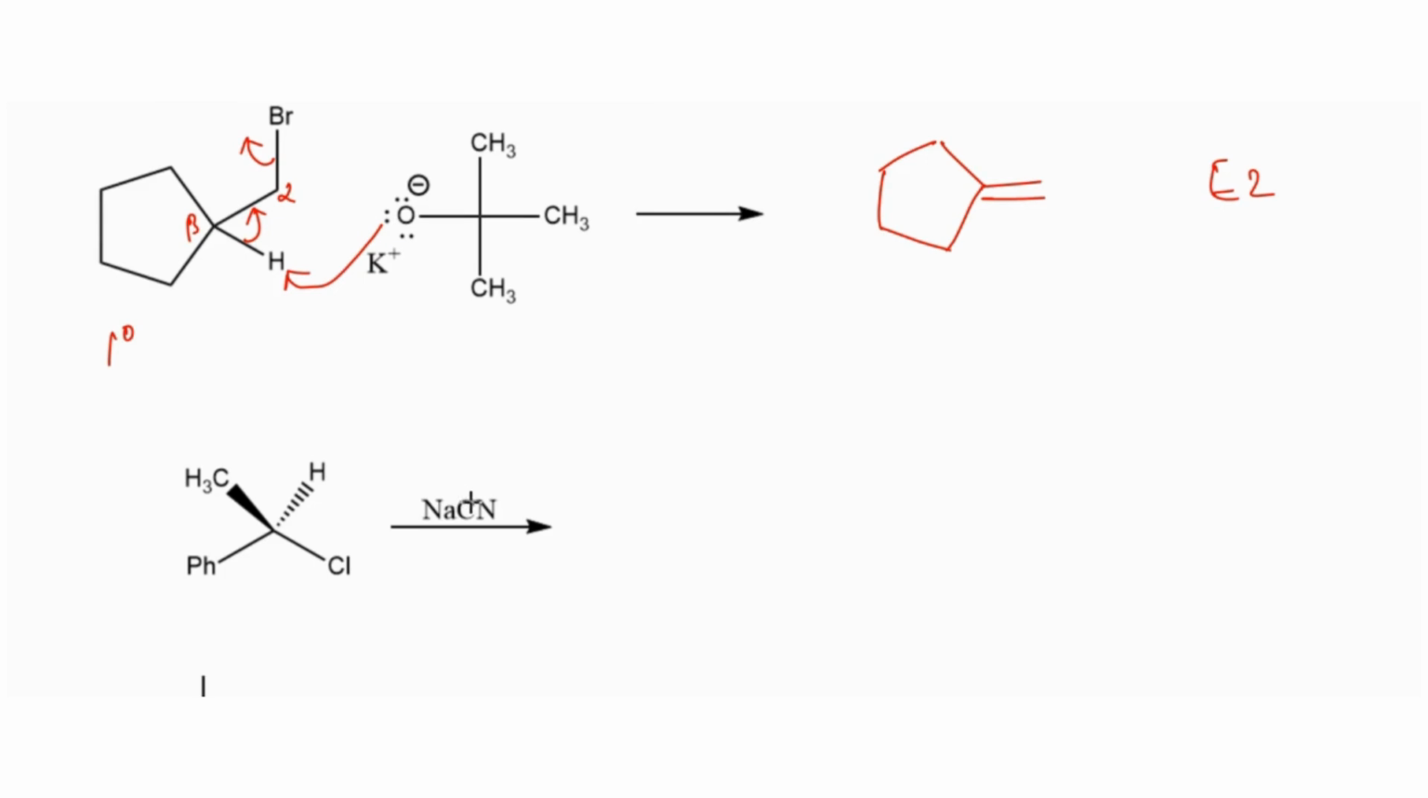And this is a secondary alkyl halide. The cyanide here acts as a good nucleophile. This is the chiral one, which we should remember very carefully. Whenever an SN2 reaction takes place at a chiral center, it gives inversion of configuration. So we get the product with CH3 and inversion of configuration. This is by the SN2 mechanism.